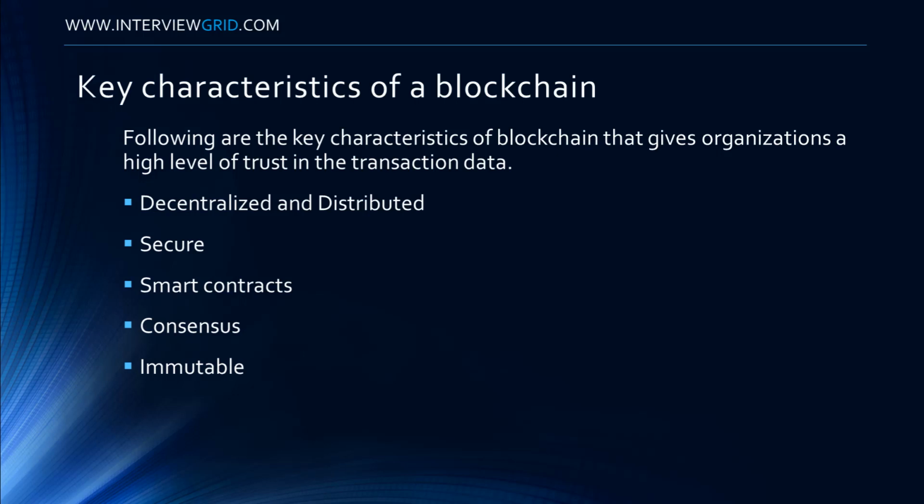Let's look at the key characteristics of a blockchain, which gives organizations a high level of trust in the transaction data. 1. Data in blockchain is decentralized and distributed. 2. Data in blockchain is secure. 3. Transactions in blockchain are based on smart contracts. 4. Transactions in blockchain are based on consensus between the parties of the blockchain network. 5. Transactions in blockchain are immutable. Let's look at each of these characteristics one by one.